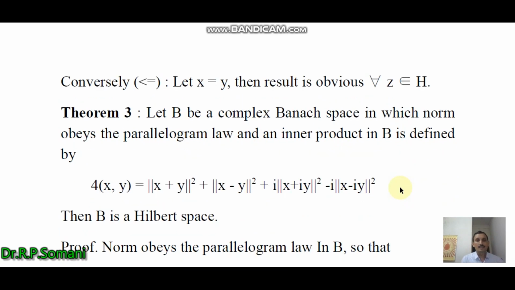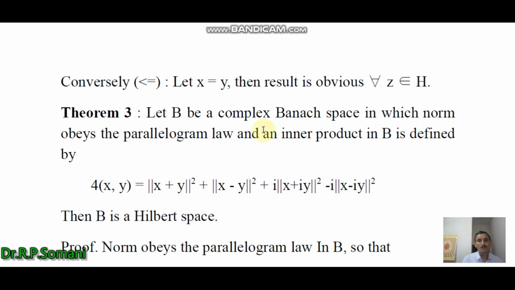Based on the polarization identity, we have this theorem as theorem number 3. Let B be a complex Banach space in which the norm obeys the parallelogram law, and an inner product in B is defined by 4⟨x,y⟩ equal to norm x plus y squared plus norm x minus y squared plus ι norm x plus ιy squared minus ι norm x minus ιy whole squared. Then B is a Hilbert space.